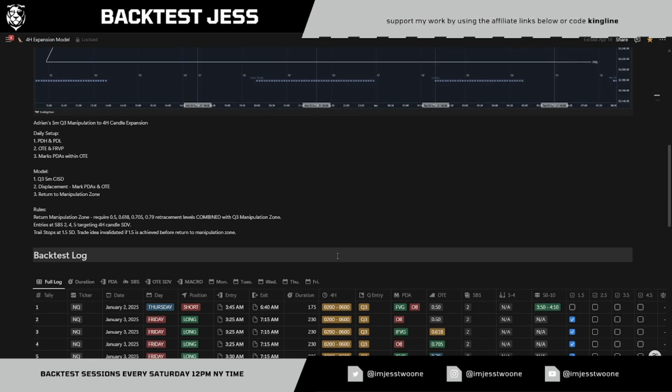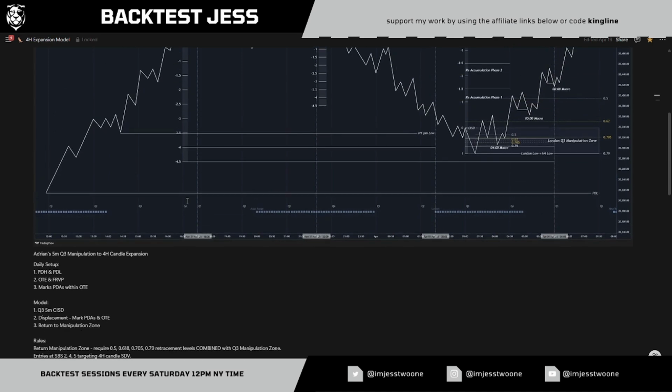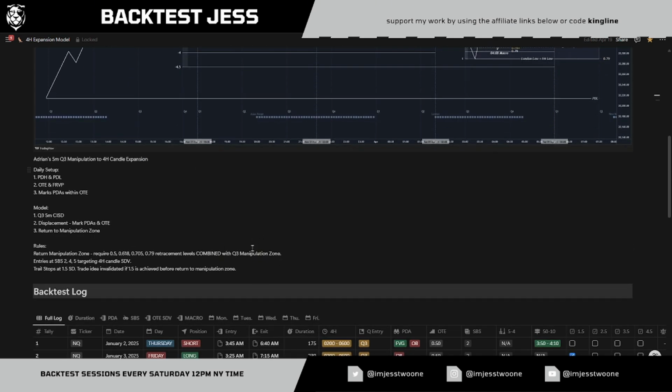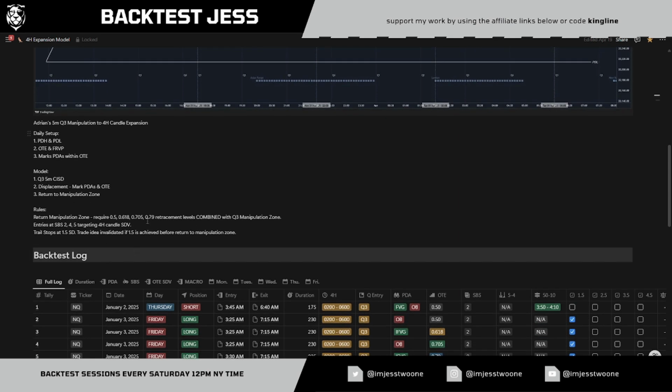Now the requirements for us to take a trade is that we are waiting for an entry at the 50% level, 61 point or 62% level, 0.705 or 0.79. So we do need a requirement of both, and so it won't be just the zone, which is again different from how Adrian actually trades it. So we're requiring that, and then we're taking entries at SBS 2, 4, or 5, targeting the 4-hour candle expansion standard deviations.